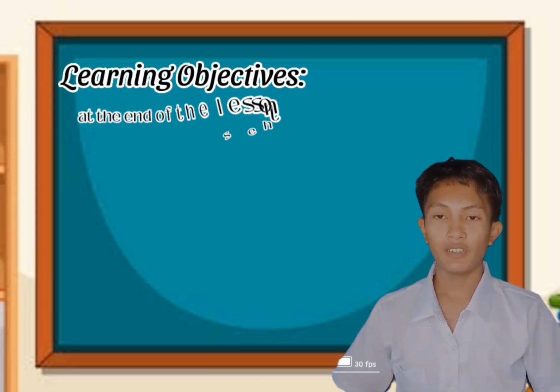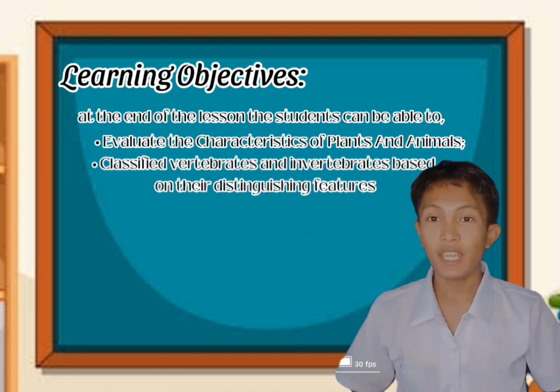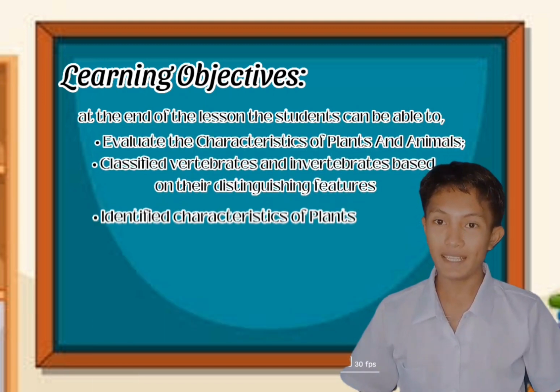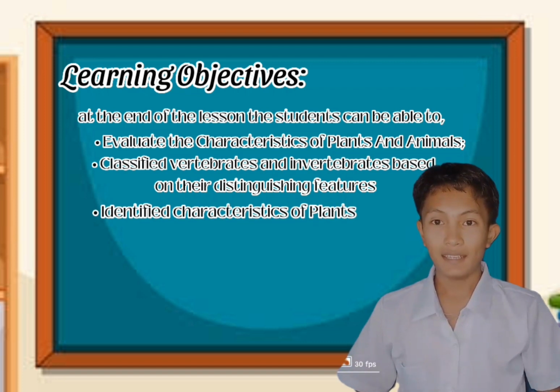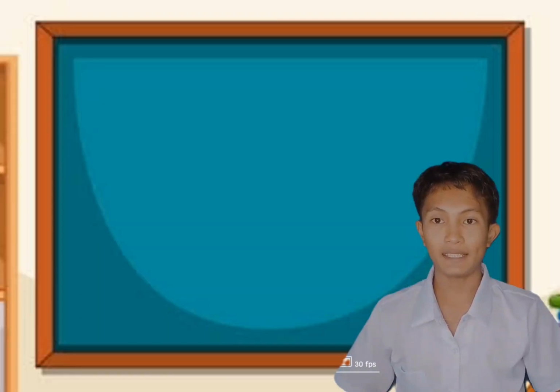For our learning objectives, at the end of the lesson, the students are able to: first, evaluate the characteristics of plants and animals. Second, classify vertebrates and invertebrates based on their distinguishing features. Lastly, identify the characteristics of plants.